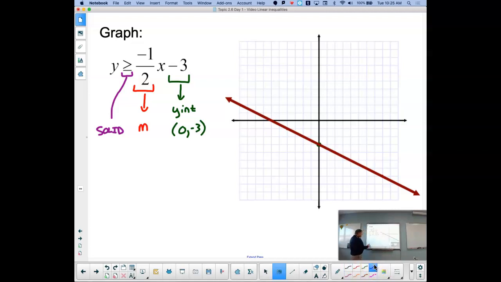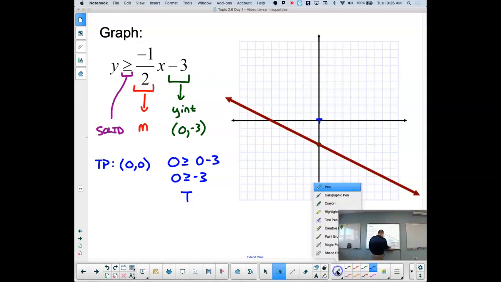Okay? Now I need to find a test point to try. I didn't go through the origin, so I'm going to use that as my test point. If when I plug it in it's true, I'm going to shade on the side of my test point. If when I plug it in it's false, I'm going to shade on the other side of my test point. Well, I get 0 greater than or equal to negative 1/2 times 0 is 0 minus 3. So I get 0 is greater than or equal to negative 3, and that is a true statement.